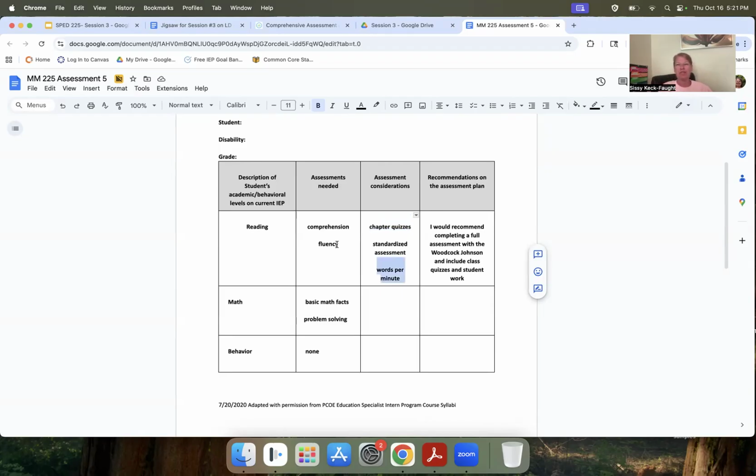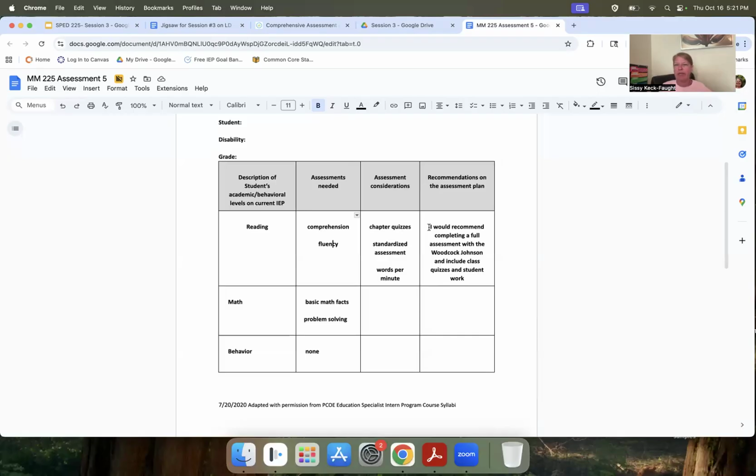So I might be doing all these different things, but this could look different for other students, right? Maybe you're worried more about decoding, and comprehension's great. So, what would you actually use that you guys already have access to? And then what would your recommendations be on the assessment plan? Justify why you feel like these would be the areas of need for your student. And those subsets are what you would use.